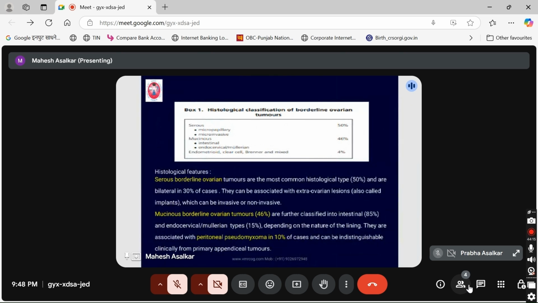Now, histological classification of borderline ovarian tumors. You have serous, which account for 50%.